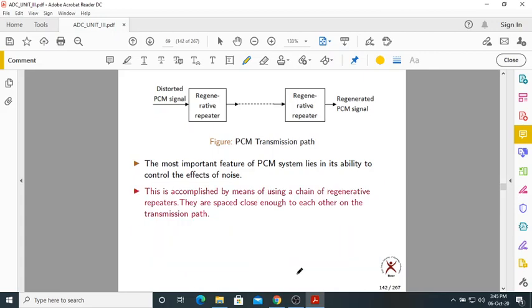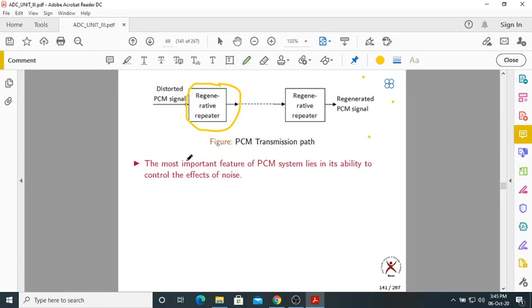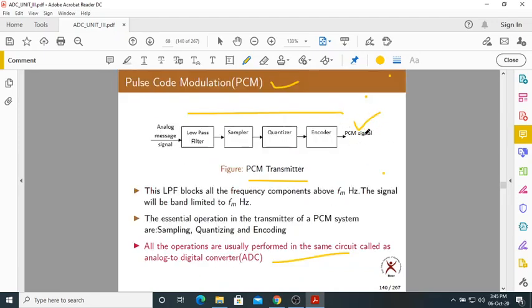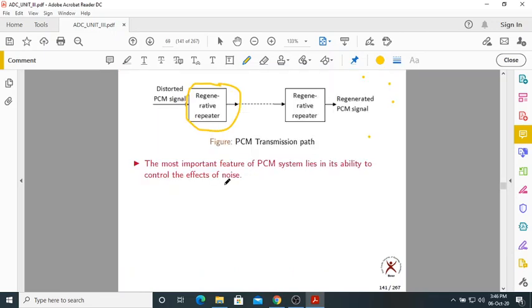Generally what happens here is, you are getting a PCM signal. What is the PCM signal? It is just like a digital signal having ones and zeros, something like this. Now, suppose you are transmitting from point A to point B. You are transmitting some PCM signal, which is nothing but a digital signal, something like this.